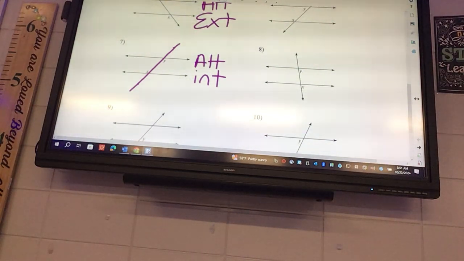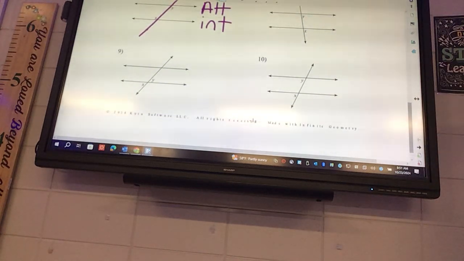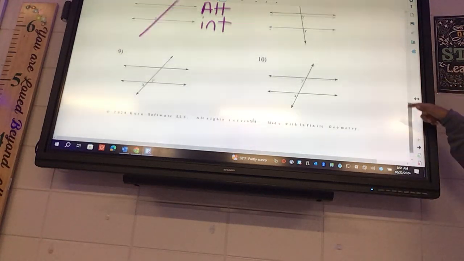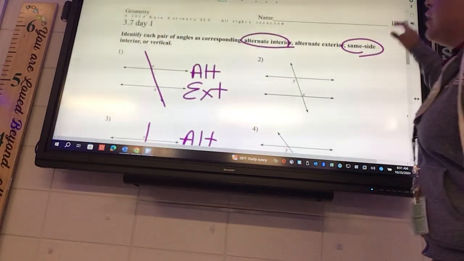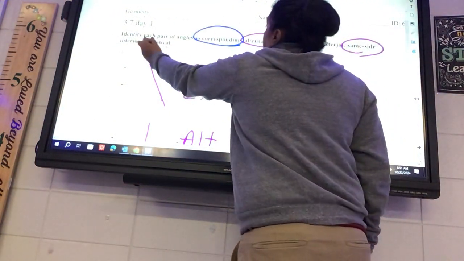Okay, look at number 9. Is X on the inside or outside? It is on the outside. What about the Y? Inside. So we have one inside and one outside. Our options are then corresponding or vertical.